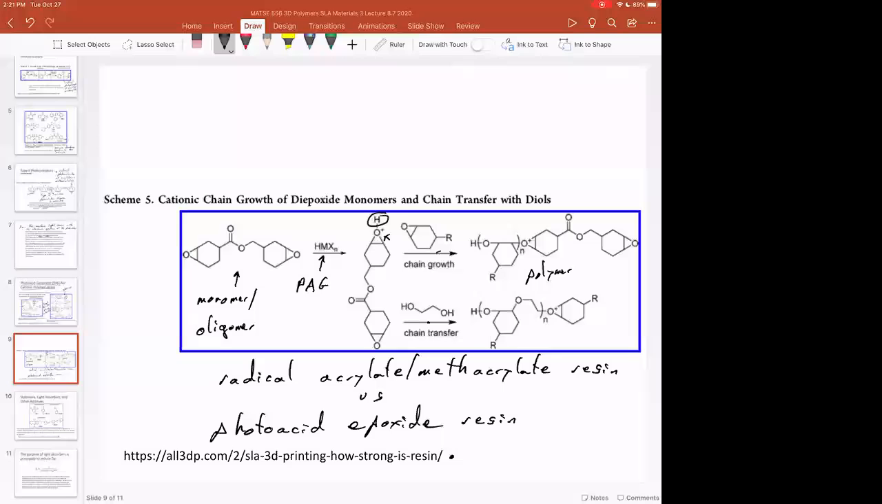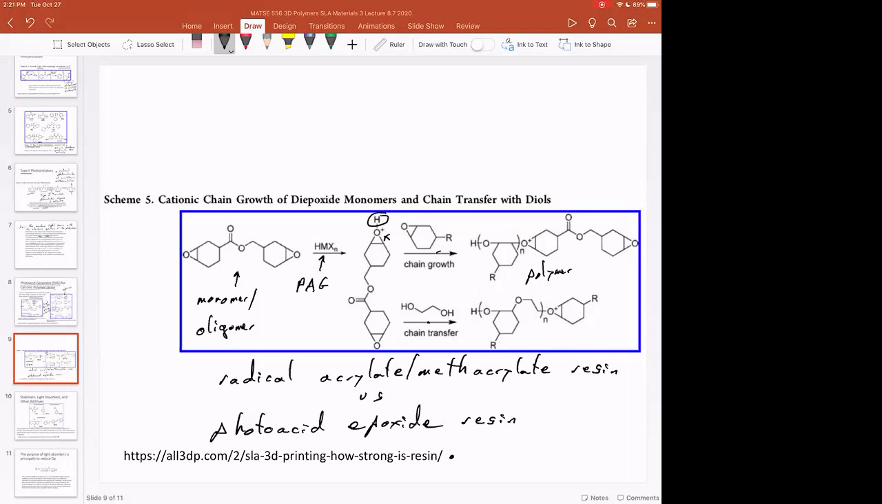They're harder to deal with in some ways. And so we don't want to use photoacid epoxides for our SLA unless we absolutely need the properties, because acrylates and methacrylates are cheaper, they're easier to use, they're more stable, they're not as toxic.